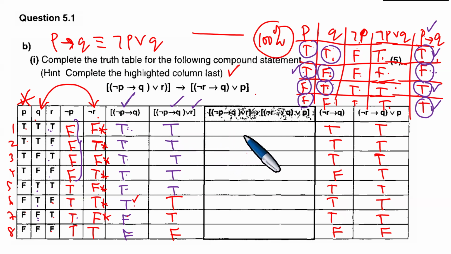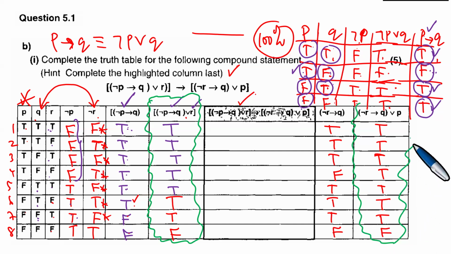Now we come to the last one. So the last column is going to be exactly the not P implies Q or R, which is this one. And it implies which one? It implies this one here, the not R implies Q or P. So now we're going to focus on the following. I'm going to mark them green and put a star on this one. We're going to deal with not P implies Q or R, but also with not R implies Q or P. We have this.